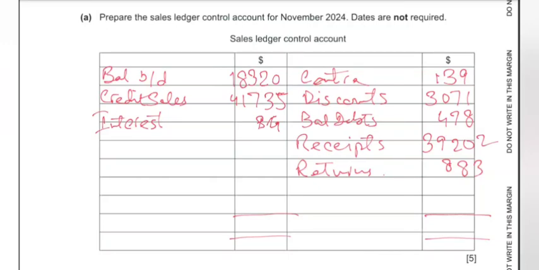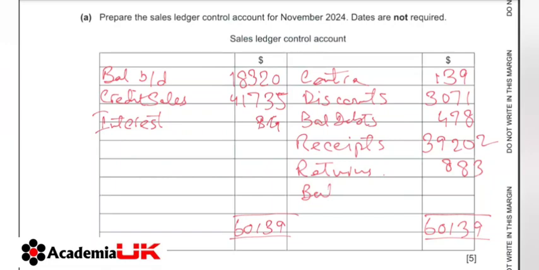up, this side is obviously greater. So 18320 plus 41735 plus 84, this will give us a value of 60139. We write the same over here, 60139, and then we will take out our balance CD.